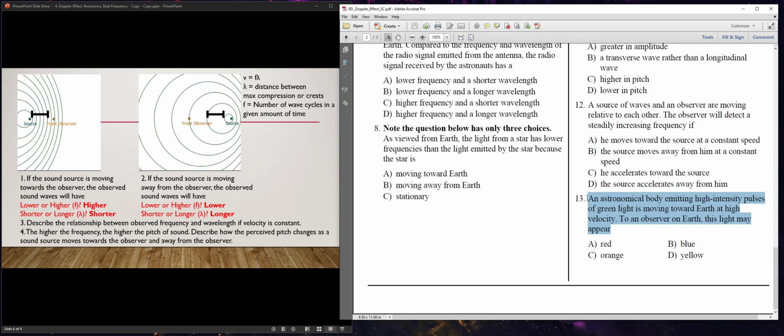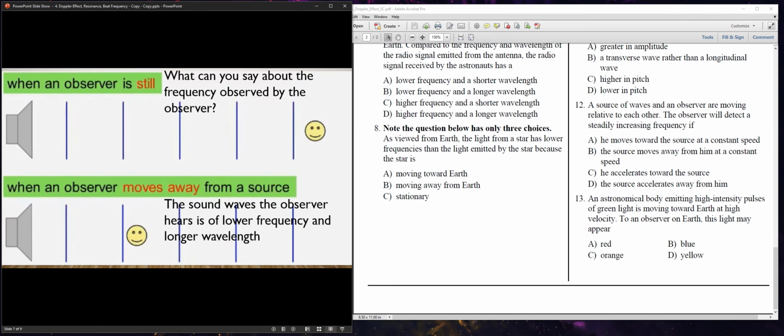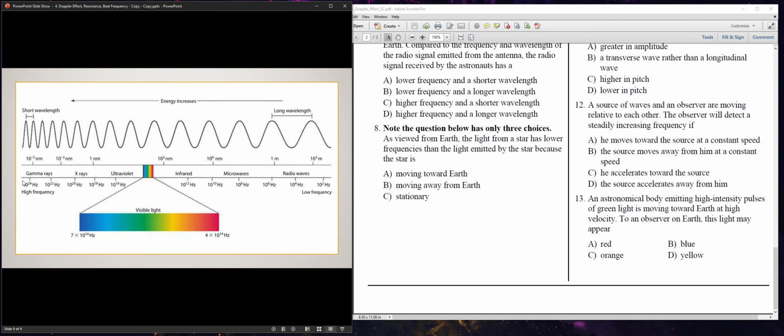Number 13 is asking you whether something would be red shifted or blue shifted. So the green light is moving towards Earth at a high velocity. So if you're moving towards something, you have a higher frequency. And if you have a higher frequency, what color of light is that? Right? So if you're moving towards something, then what's your frequency? You have a higher frequency if you're moving towards something, so what color is that? Good. Cool.